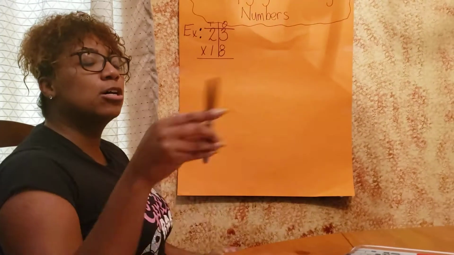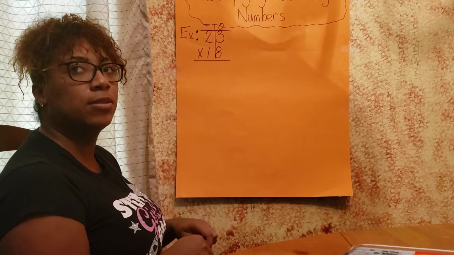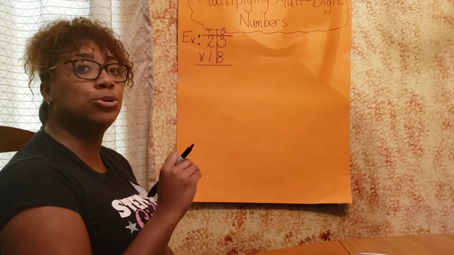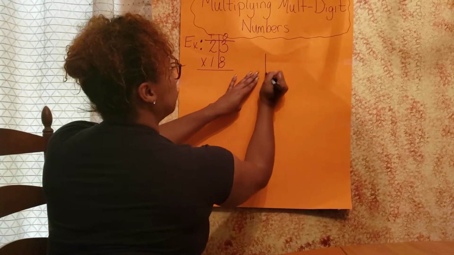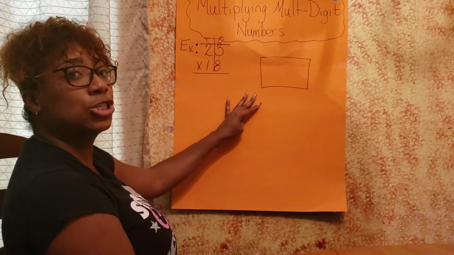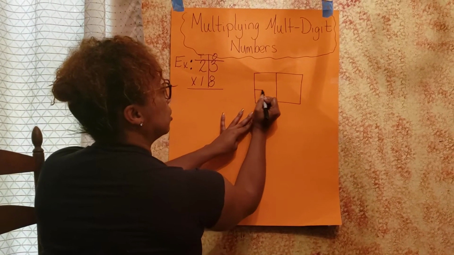Just looking at those two numbers, I see that I'm multiplying a 2-digit number by a 2-digit number. That means my area square model has to be a 2 by 2 square. So I'm going to come over here and draw my square, and I have to make it 2 by 2.